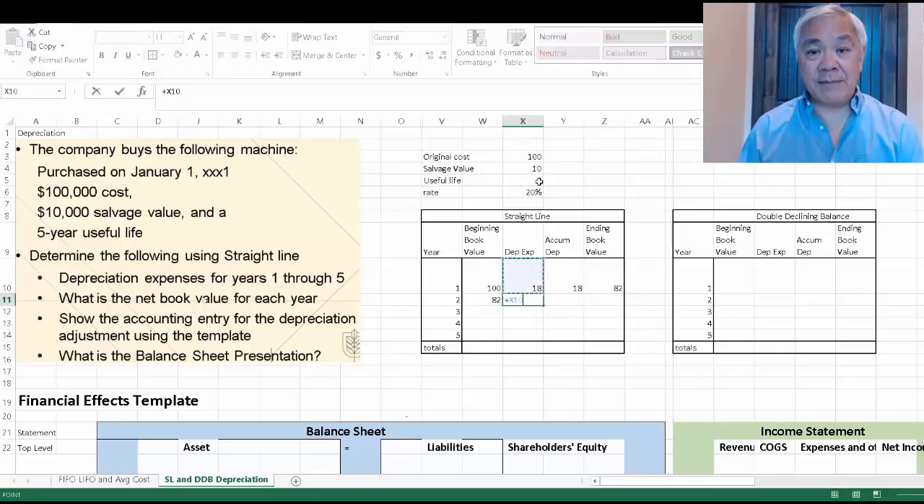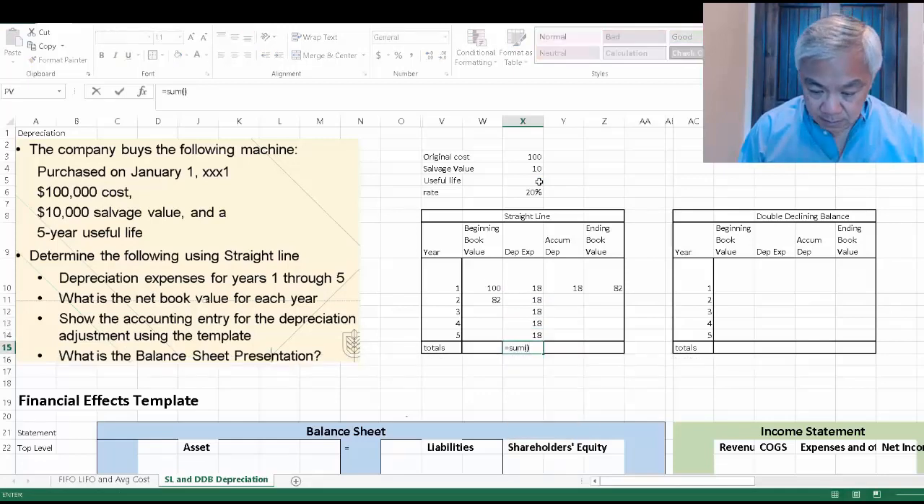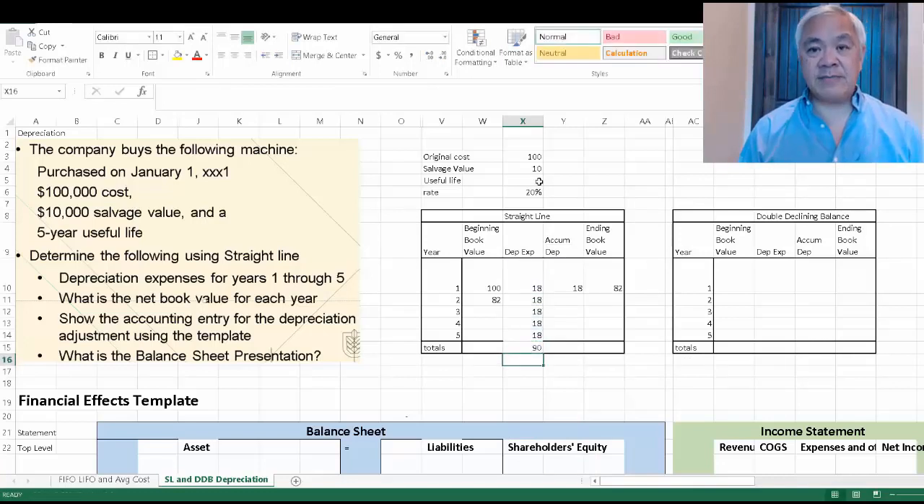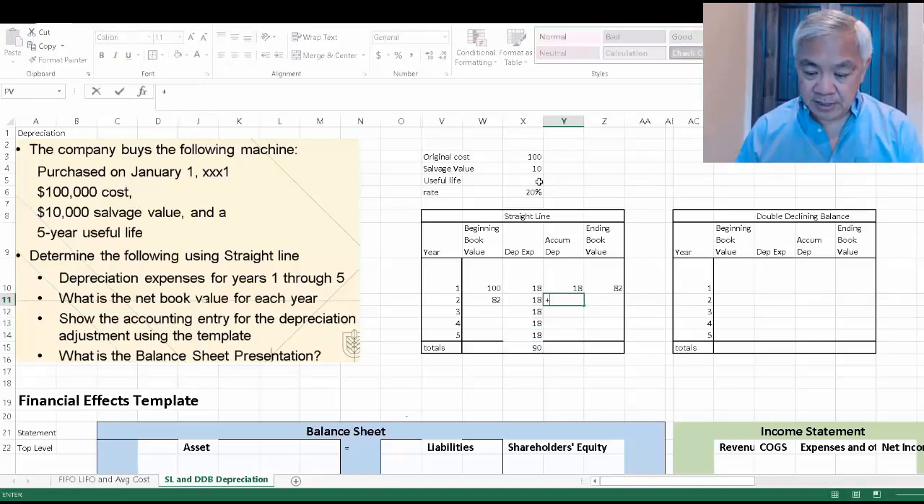Beginning book value for next year is the 82. Depreciation expense is the same. Straight line means it's the same. In fact, we can copy that now all the way. And so we're going to have 1, 2, 3, 4, 5 years, and the sum is 90, which makes sense because we want to have 90, so we have a leftover 10. So let's just carry this out. Accumulated depreciation is last year's plus this year's, and so the book value is beginning minus this year's depreciation.